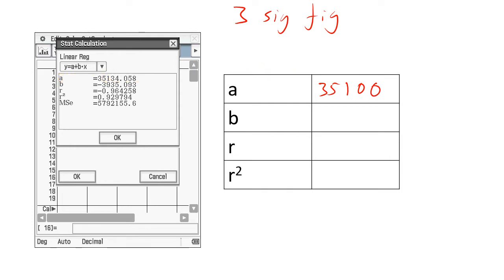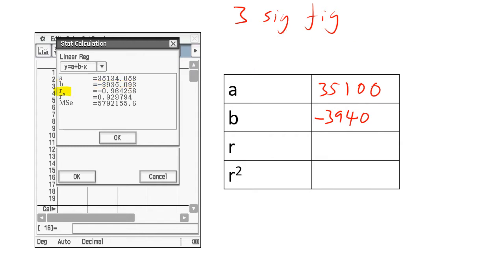All right, let's try the next number. So our next number is the B value. And that B value is minus 3935.093. So where's our three significant figures? We've got 1, 2, 3, but we've got to be careful because the next digit is a 5, which means this one has to go up. So it's minus 394, and then we put the 0 for where the 5 is there, and that's our three significant figures for B.